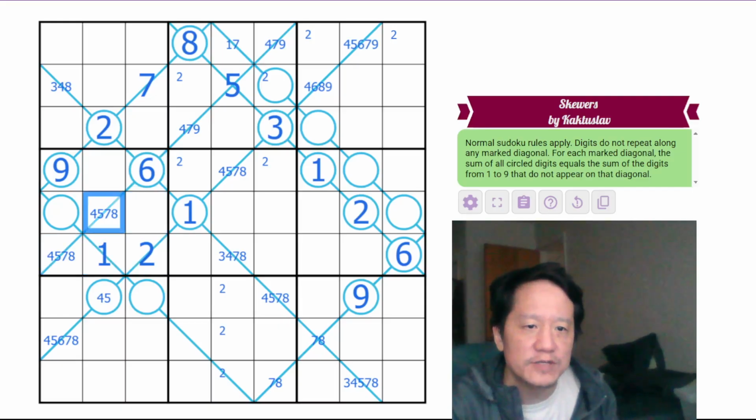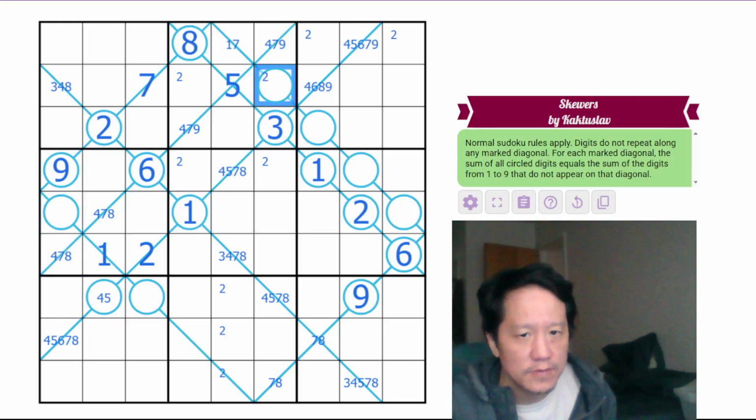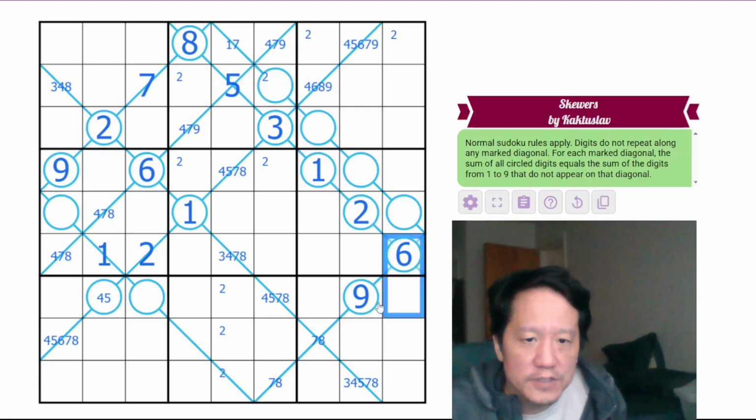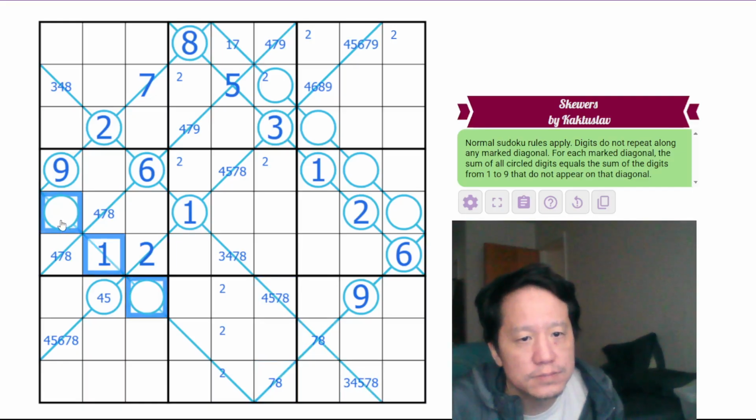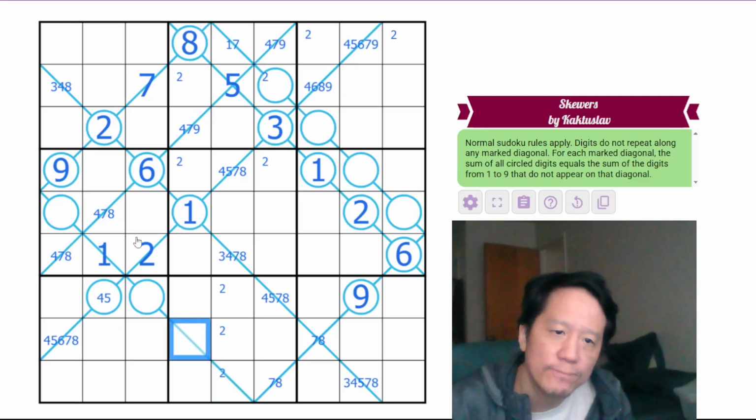This 5 eliminates 5 on the line, so these can't be 5. So this is 6 and 9, 7, 8 as a pair. 1 is on this line. 2 is not here or here. 2 could be on the line here. This can't be 8, 6, or 9.